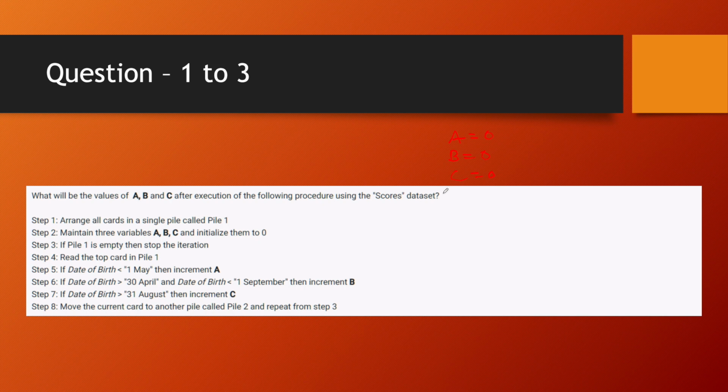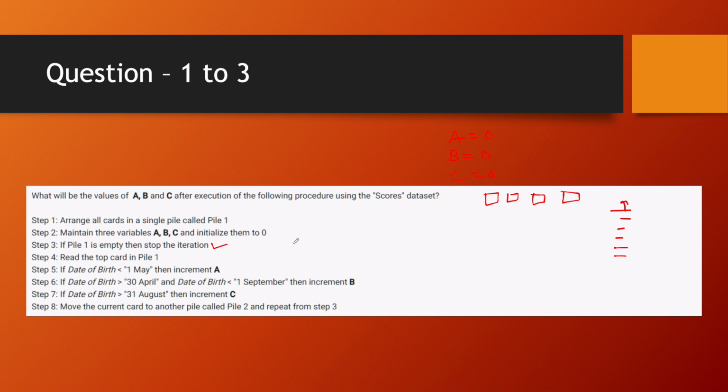Step 3 states that if pile 1 is empty, then stop the iteration. We can set this step aside as of now, since in the first iteration it is of no use to us, but we'll see how it becomes useful in the coming steps. The next step states: read the top card in pile 1. As you would know, the scores dataset will have a lot of cards stacked in piles, as you might have seen in the lecture videos, and we take the top card and read it. So the first card that we read, what do we have to do? Well, let's go to the next step.